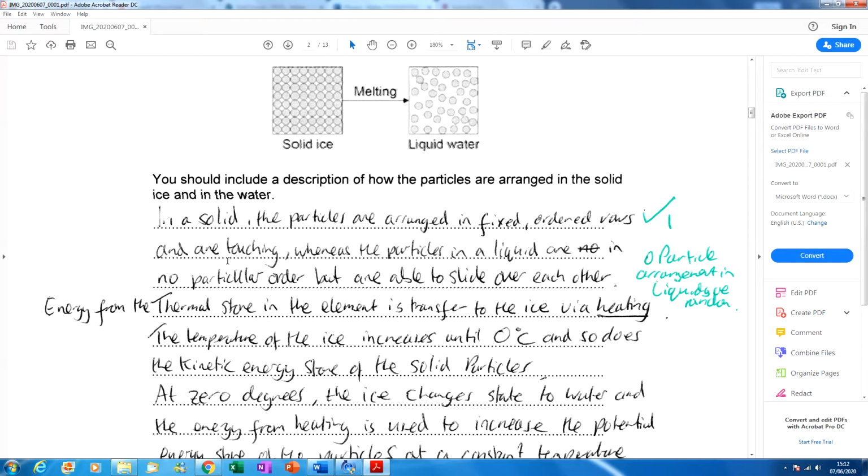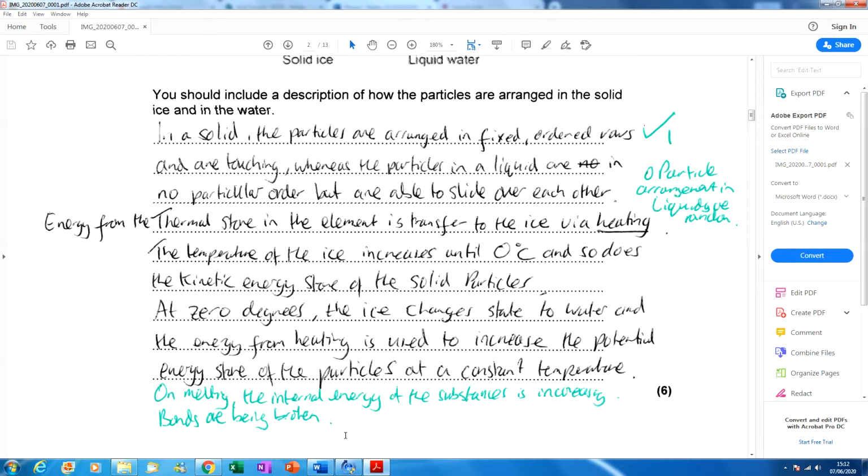Related to that, if the temperature is not going up but heating is happening, that means that the energy must be going into the other store that the particles can hold energy in, which is called the potential store. And when the potential store is increasing, that is a sign that it can be changing state. Bonds can be broken, and particles can be separated out, and energy is needed to do that. So let's go to the mark scheme.